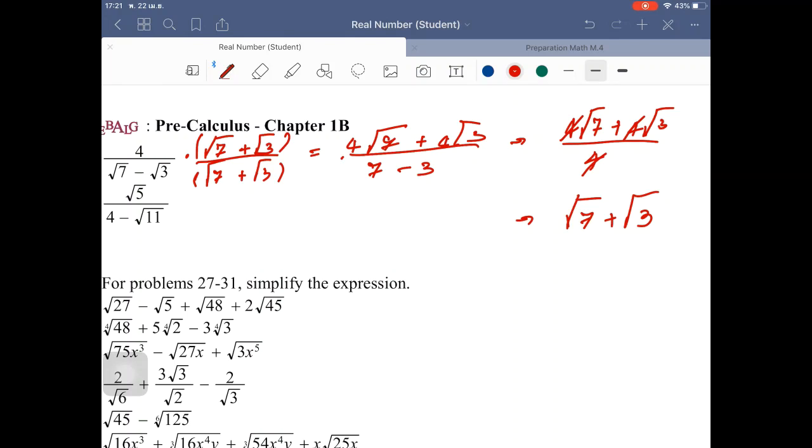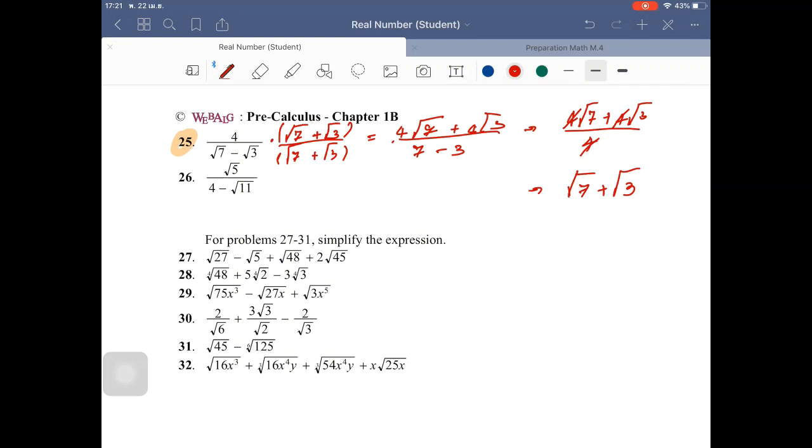The 4 in the numerator and 4 in the denominator cancel themselves. That's it. Okay, that is the end of this topic, rationalizing the denominator. See you next topic.